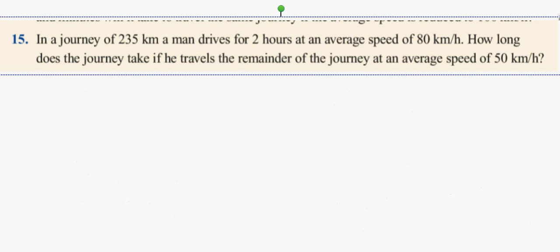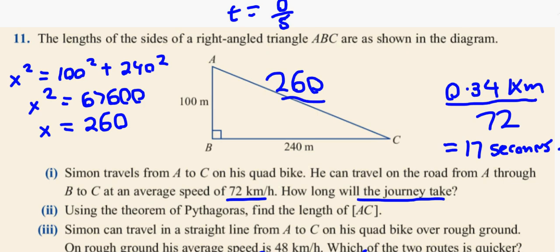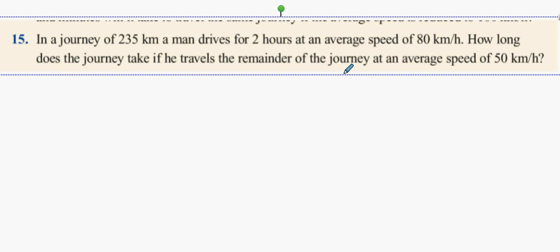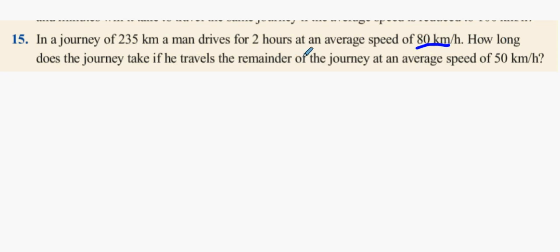Question 15. In a journey of 235 kilometers, a man drives for 2 hours at an average speed of 80 kilometers an hour. How long did the journey take? Oh, the remainder of his journey.